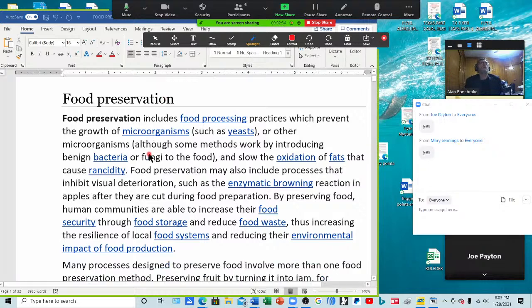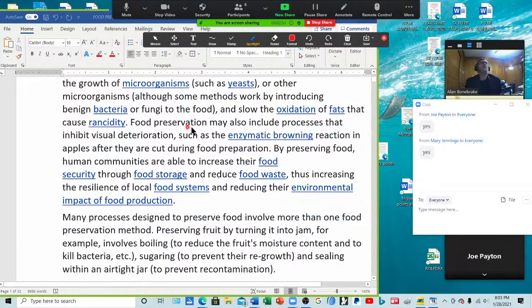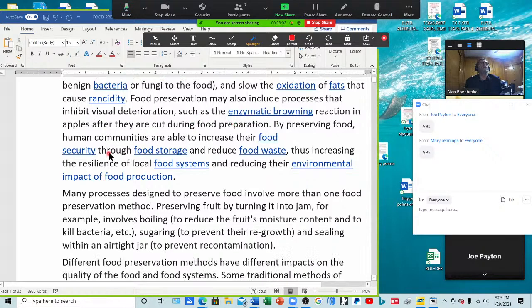Okay, food preservation includes food processing practices which prevent the growth of microorganisms like yeast or other microorganisms. Although some foods work by introducing benign bacteria or fungi to the food and slow the oxidation of fats that cause rancidity, food preservation may also include processes that inhibit visual deterioration, such as the enzymatic browning reaction in apples after they are cut during food preparation.